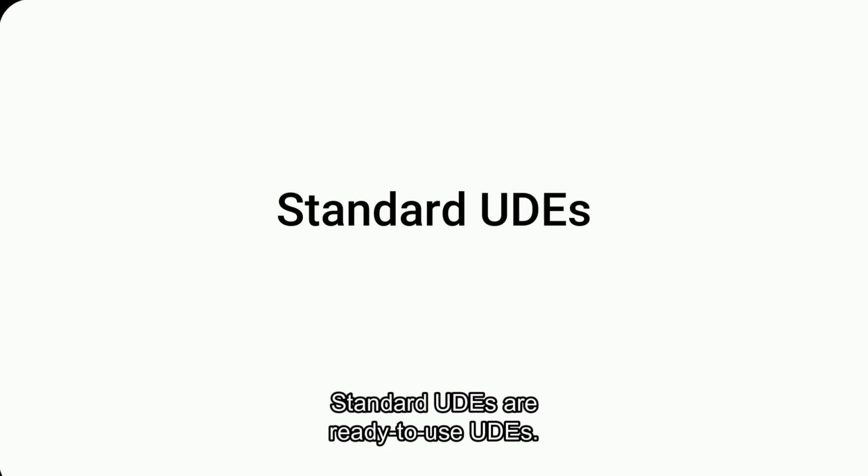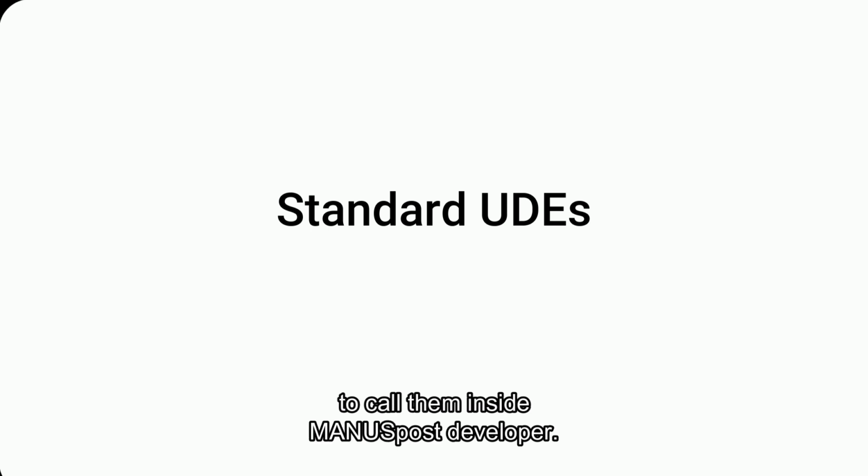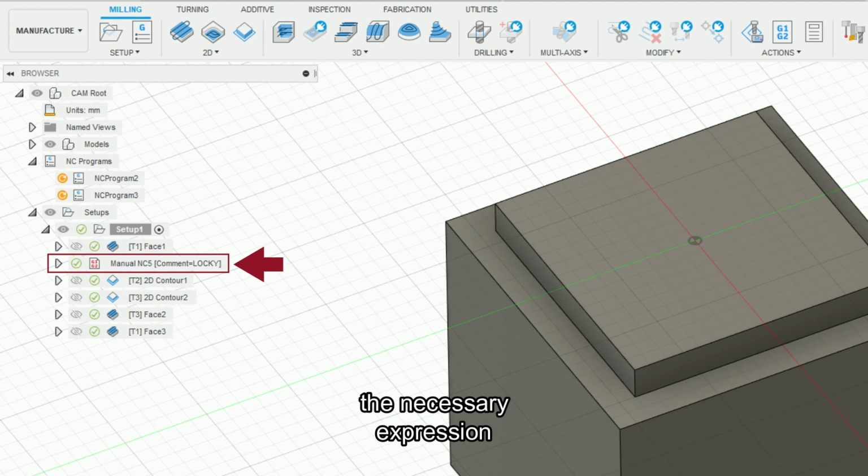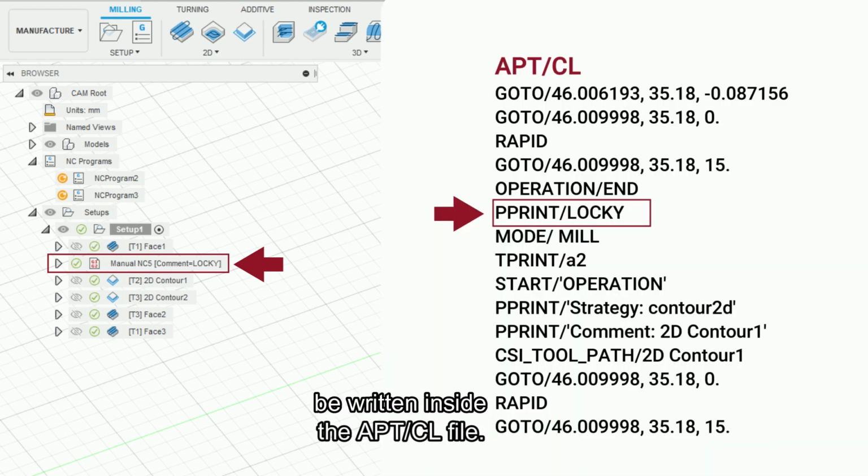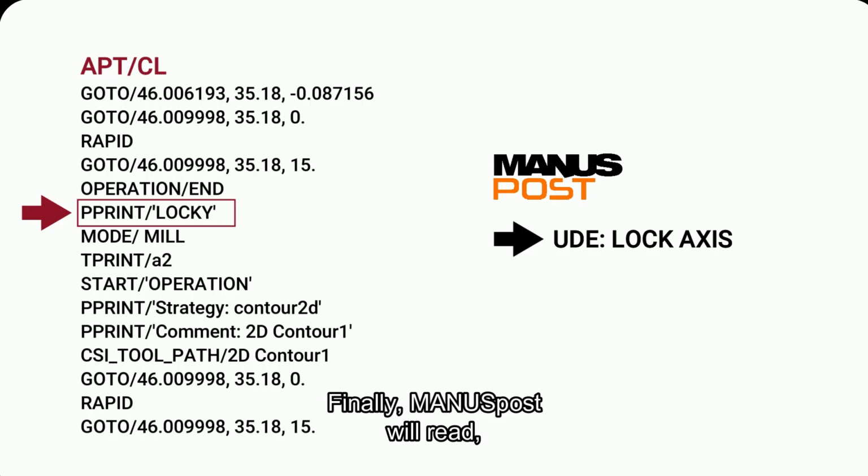Standard UDEs are ready-to-use UDEs. You don't have to do anything special to call them inside Monospost Developer. You simply need to add the necessary expression to your CAM system, and then this expression will be written inside the apt.cl file. Finally, Monospost will read and automatically activate the UDE that you defined in your post processor.